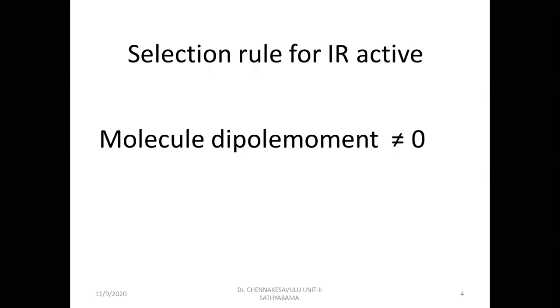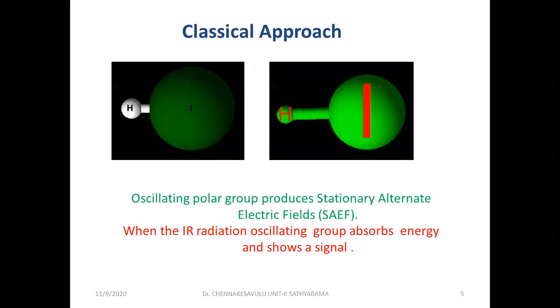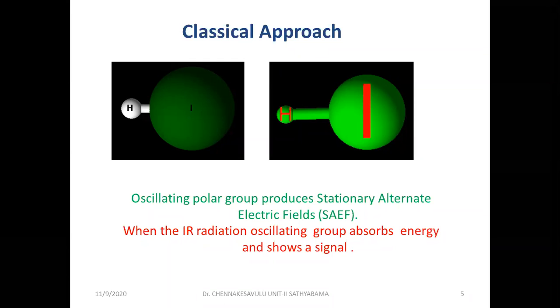What is meant by induced dipole moment? When you pass the IR radiation on the sample, the sample should induce a dipole moment, that means a change in dipole moment. If it is not equal to zero, those molecules will give an IR or vibrational spectrum. We can explain the principle of IR spectroscopy in two ways: one is the classical approach and the second is the quantum approach.